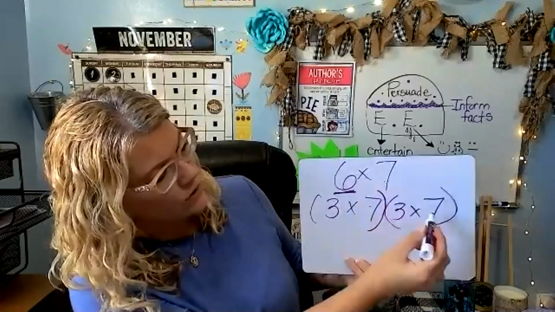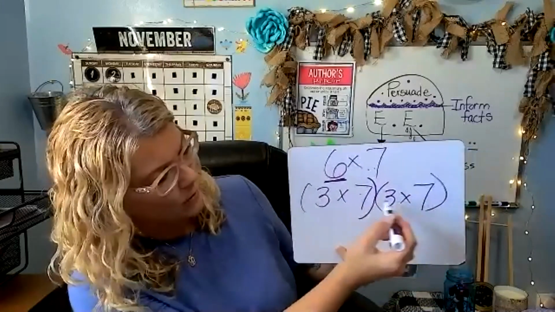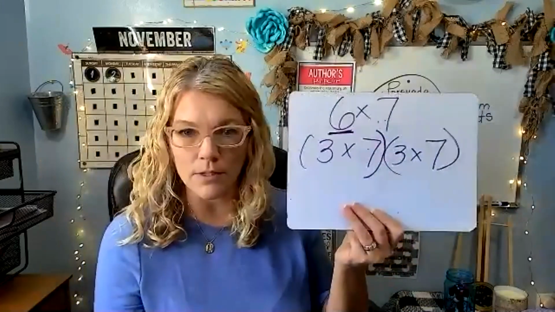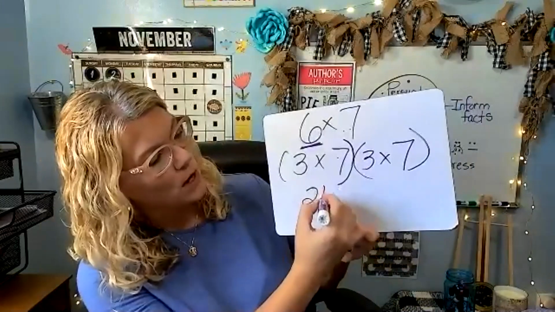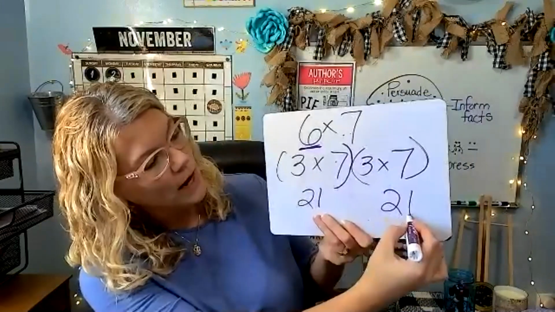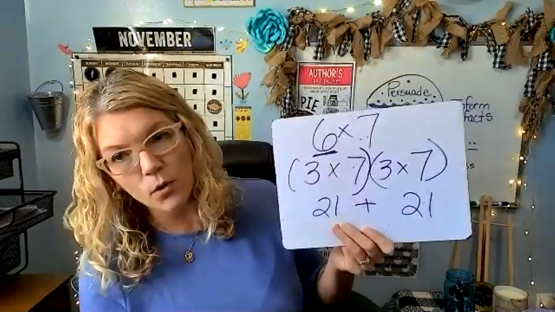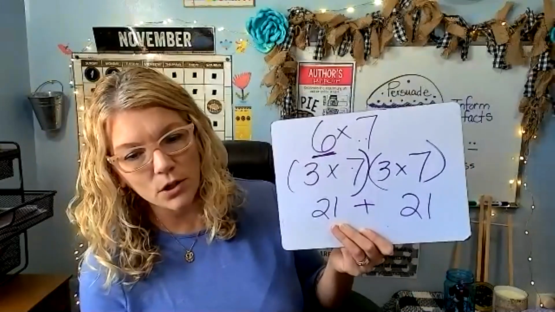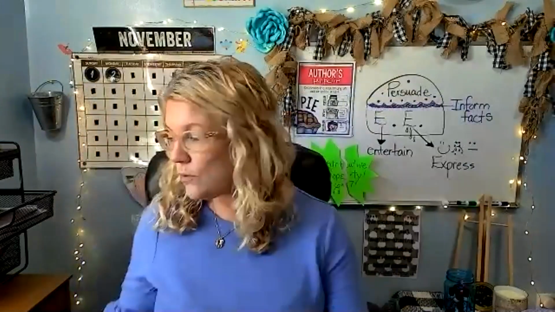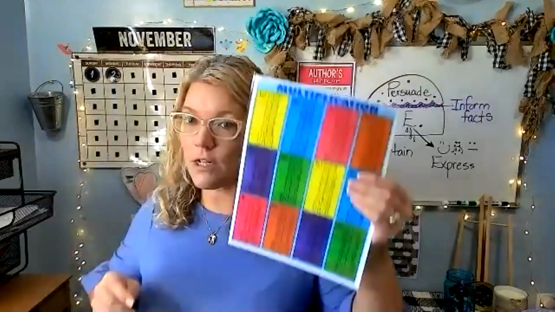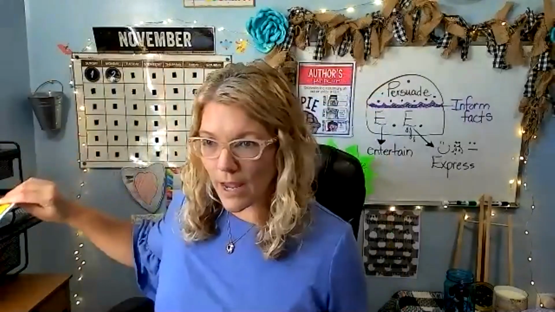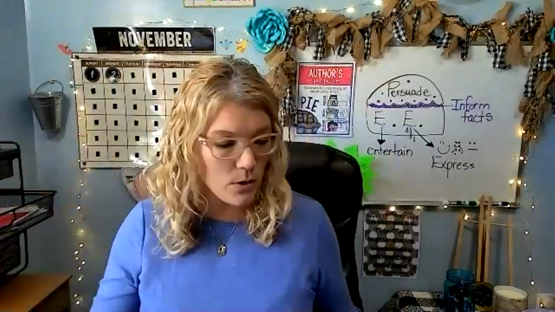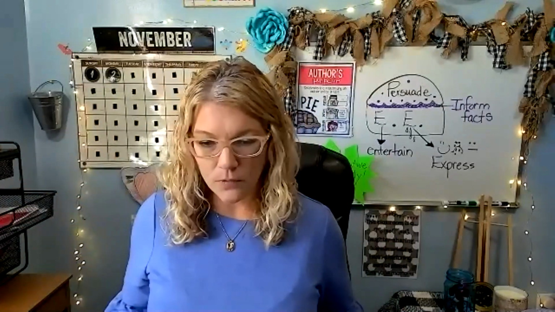And then 7, you just have to write down for both problems because you'd still have to multiply that 7. And then 3 times 7 is 21. And you'd add those 21s together to get 42. That's how they got their answer. Now, can you use your cheat sheet to help? Yes, but you really should try a few problems without using your cheat sheet.